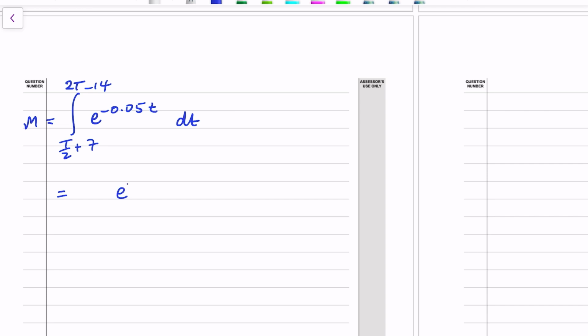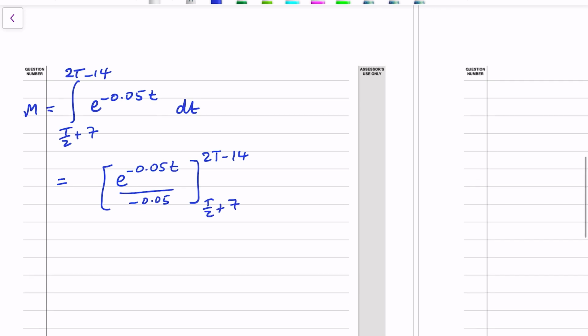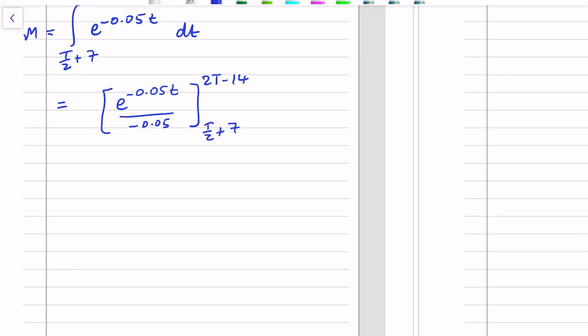Okay, e to the minus 0.05t divided by negative 0.05 between 2t minus 14 and t over 2 plus 7. Substituting in, we're dividing there by 1/20th, so we can times by minus 20. I'll factor the minus 20 out: e to the negative 0.05 times 2t minus 14, minus e to the minus 0.05 times t over 2 plus 7.